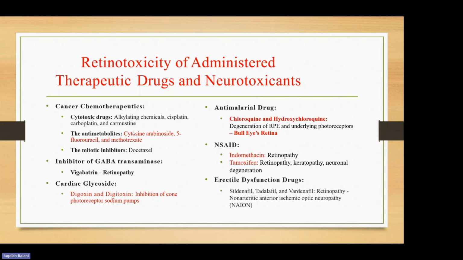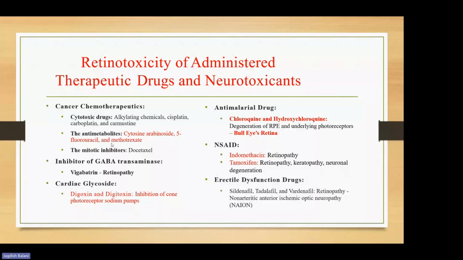So here we have mentioned some cancer therapy compounds, cytotoxic agents like alkylating agents, cisplatin, carboplatin, which cause degeneration in the retina. The antimetabolites like cytarabine and 5-fluorouracil also create retinal degeneration. The mitotic inhibitor docetaxel also creates retinal degeneration. Inhibitor of the GABA transmitter vigabatrin causes retinopathy. Cardiac glycosides like digitoxin and digoxin cause inhibition of the cone and photoreceptor and ultimately create retinal degeneration.